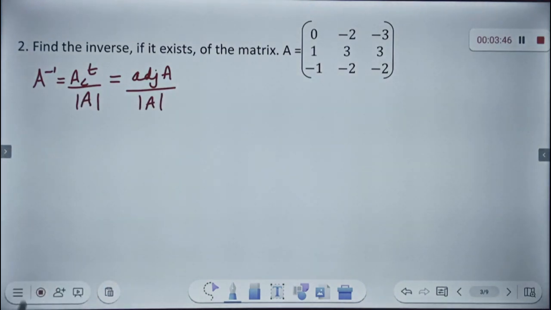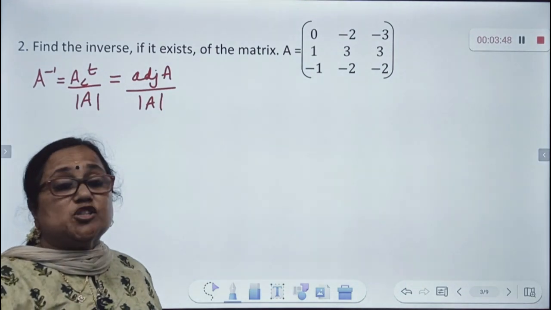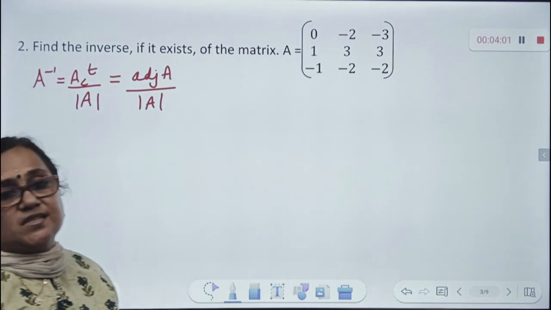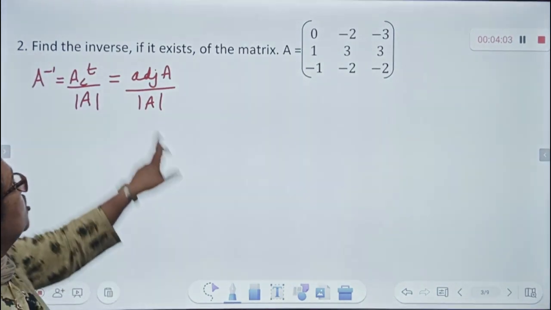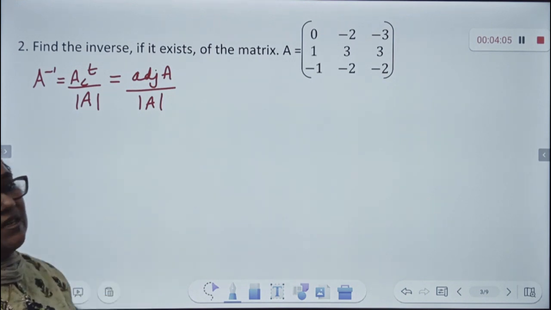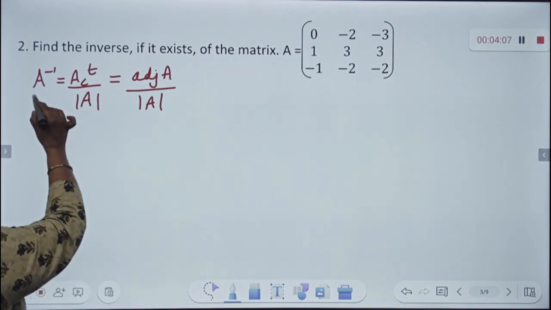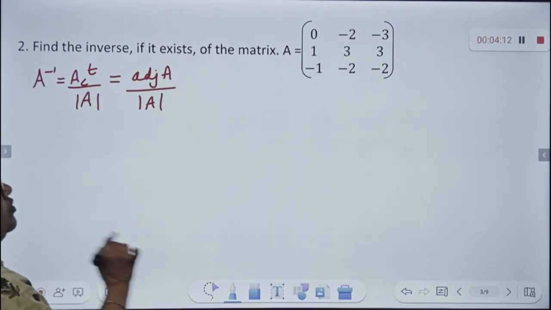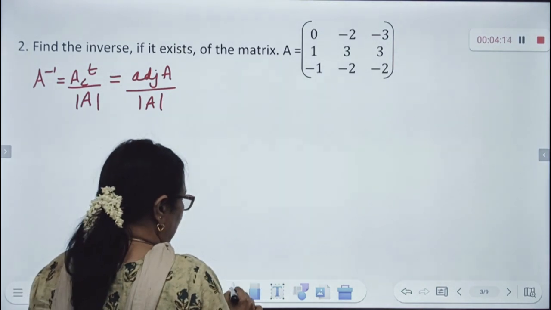But AC transpose terminology helps us to understand what we are actually doing. We are finding the transpose of the cofactor matrix. So, we are first going to find the cofactors. But before that, always check whether the determinant of A exists. Only if determinant A is non-zero, the matrix is invertible, because A inverse is AC transpose by determinant of A. So, determinant of A must be non-zero. So, let us first find determinant of A.